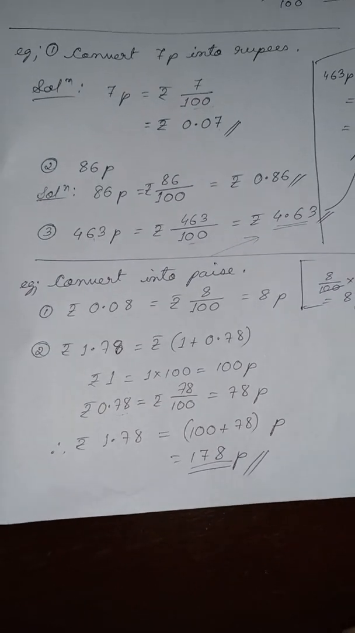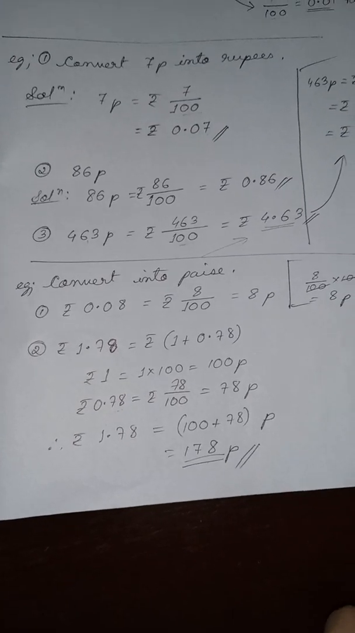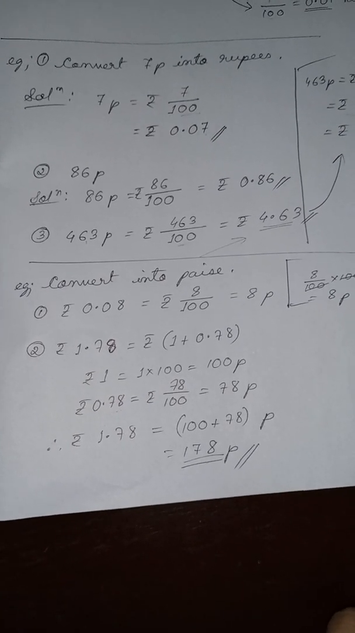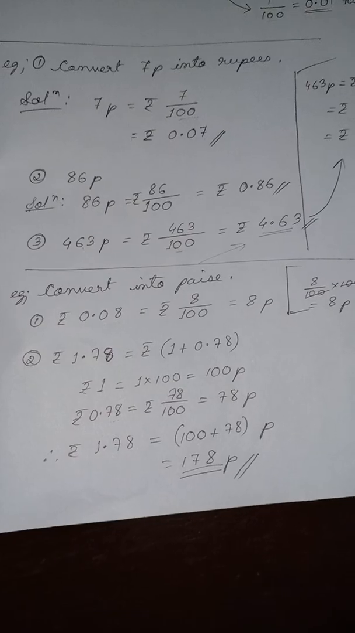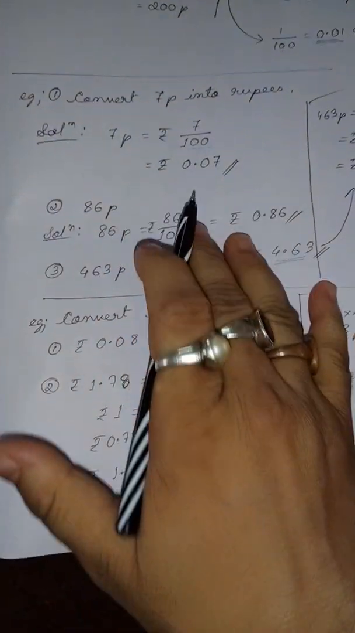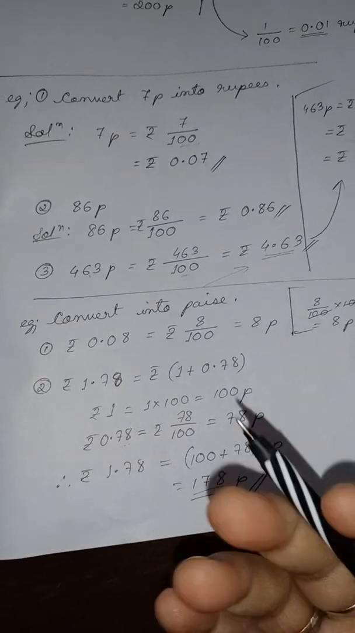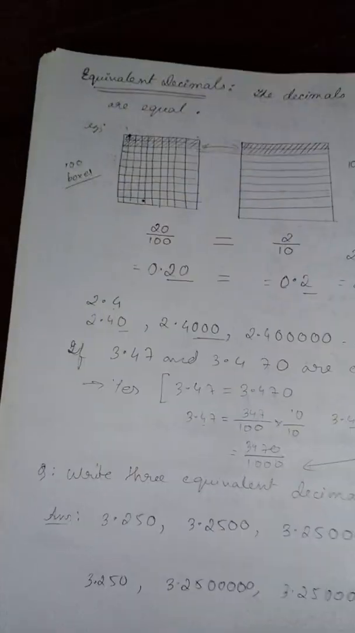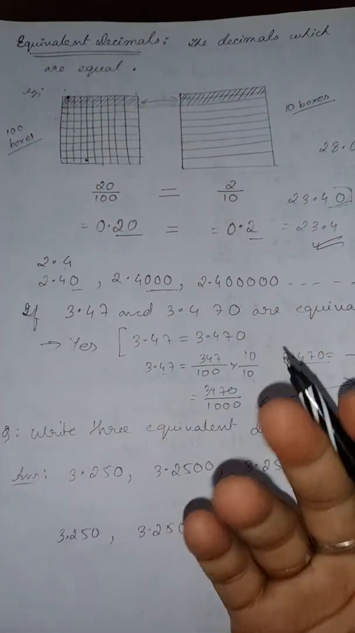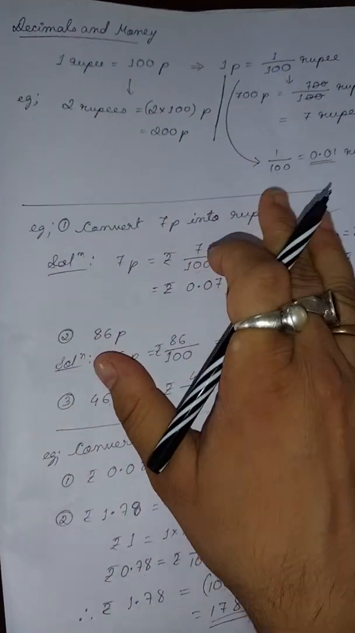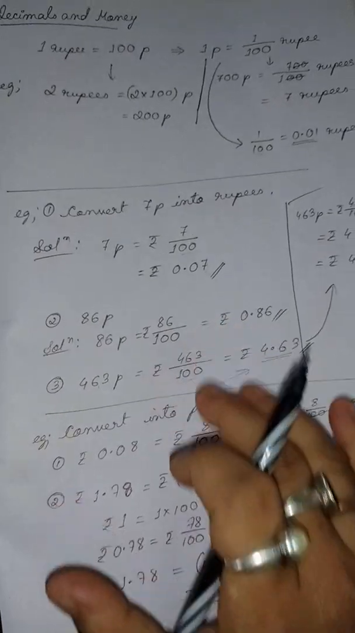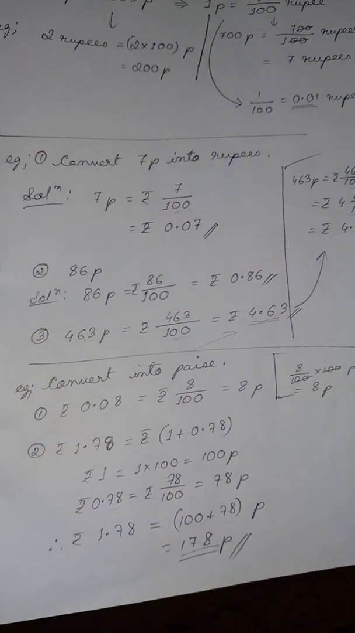So this is how the conversions are done. The next exercise that will be given to you as your worksheet or the work today will be based on these two questions only, converting into rupees, converting into paisa. The equivalent decimal topic is given in the book, but I don't know why any question is not given. So for now these two types of question will be there in your book, so you can do it in this way.